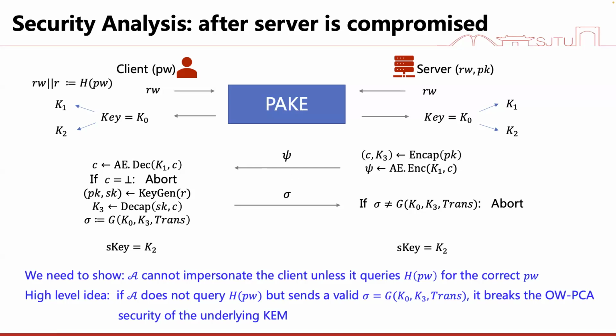The adversary does not query each password means it does not know the CAM's secret key SK. In this case, if the adversary sends a valid sigma, it must query the key K3 in the random oracle. And this breaks the one-wayness of the CAM. And the plaintext checking oracle is used to keep consistency in the reduction.